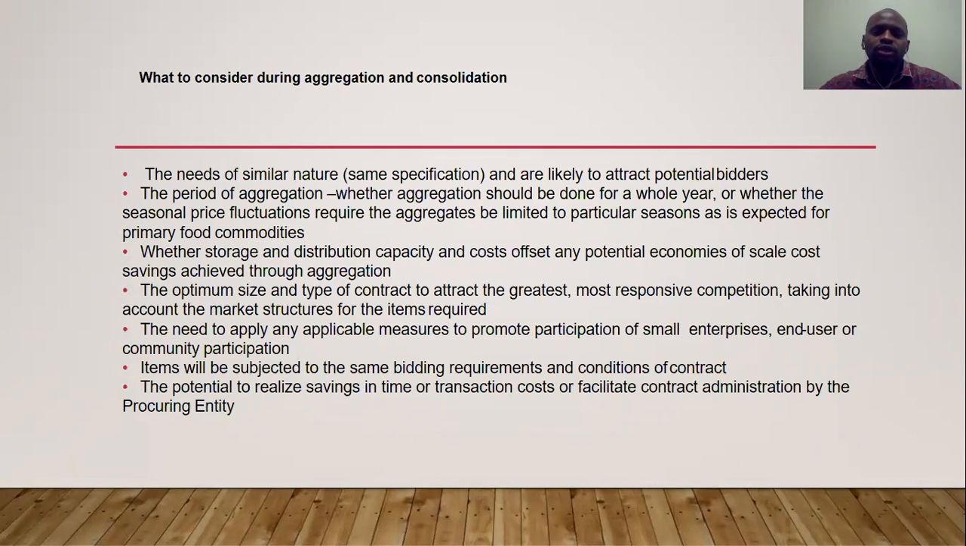The other thing is the optimum size and type of the contract to attract the greatest and most responsive competition. So the essence of business is to ensure that you are able to bring people on board who will be able to compete, and the best carries the day. The other thing that is very critical is the need to apply any applicable measures to promote participation of small enterprises and ensure that every person in the community who wishes to do so is given a chance to participate. Items will also be subjected to the same bidding requirements and conditions of the contract. And lastly, the potential to realize savings in time or transaction cost or facilitate contract administration to the procuring entity. So if you're able to realize some kind of savings on the various transactions, then you're good to go.